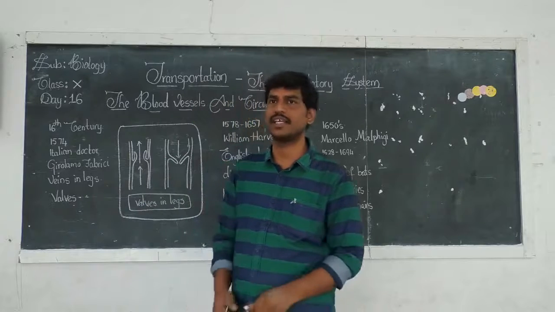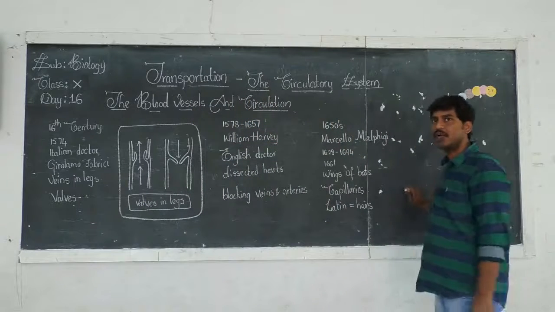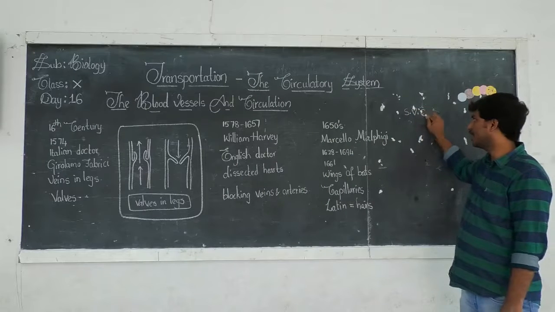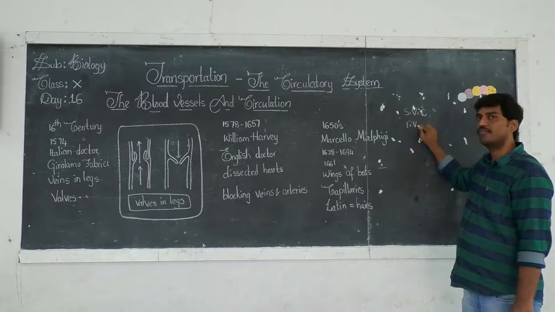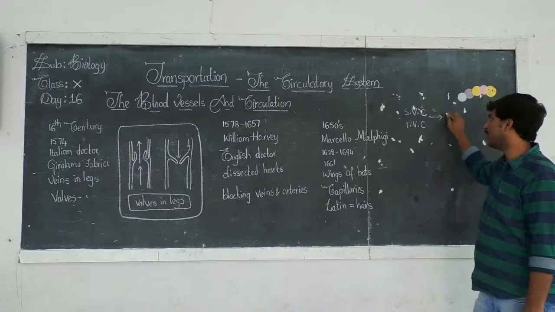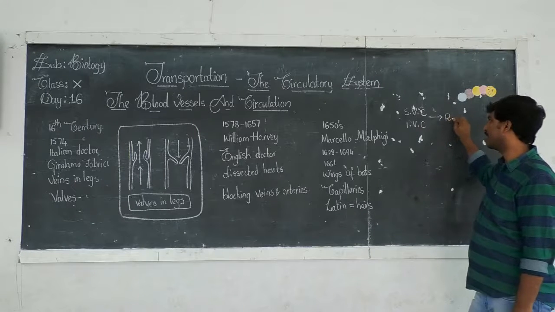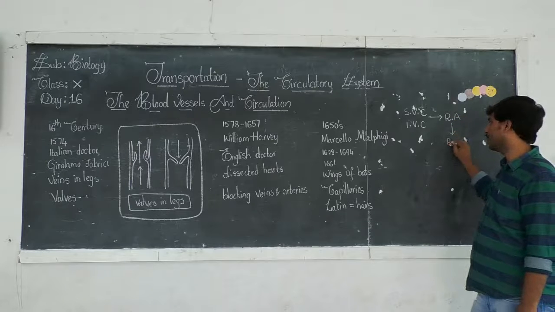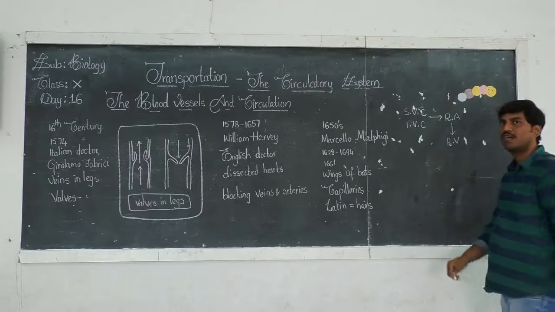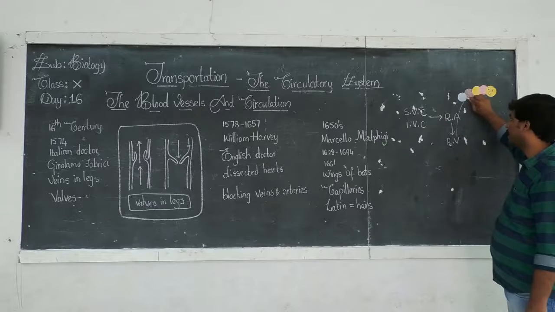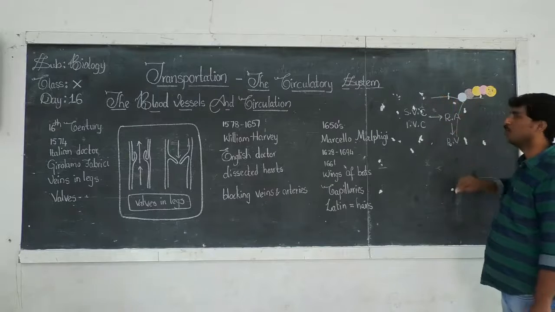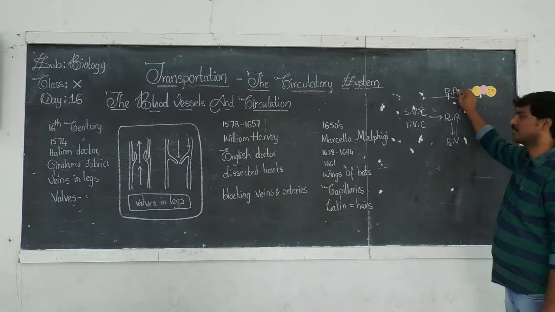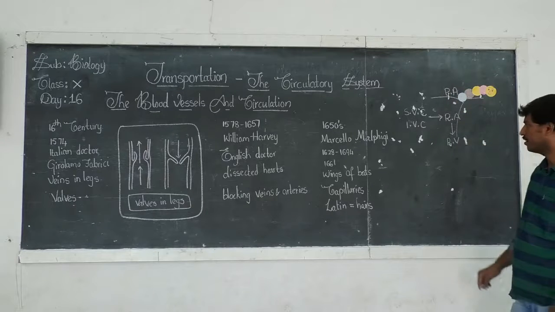Then finally, we were seeing how the blood is being carried. So finally he came to know that the superior vena cava as well as the inferior vena cava carry the blood into the heart. Which side? Right auricle. From the right auricle, the blood is passed into the right ventricle. From the right ventricle, the blood is carried into both the lungs because of the pulmonary arteries.